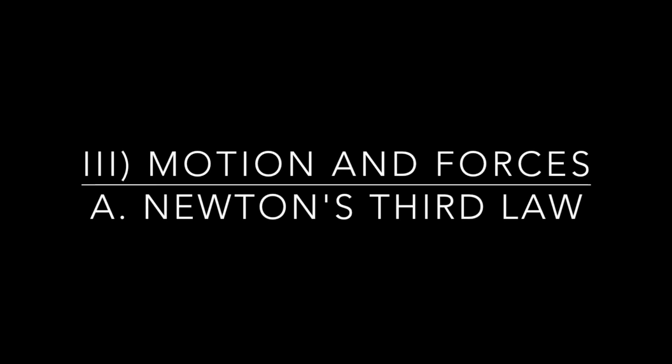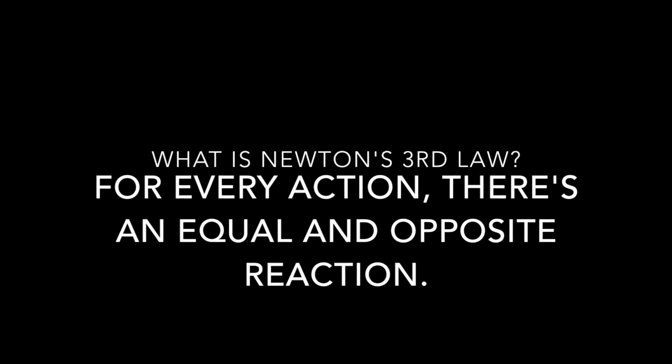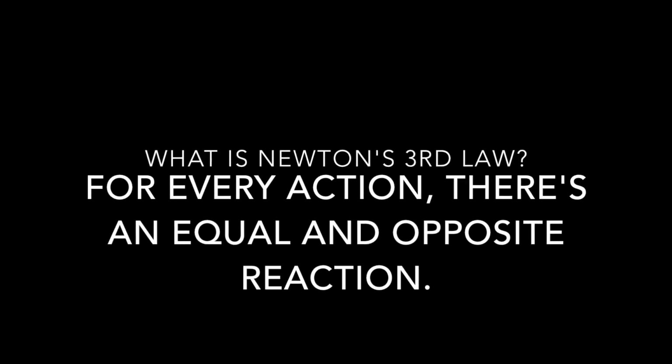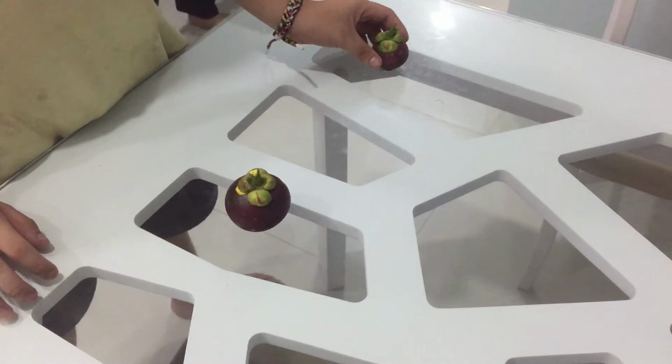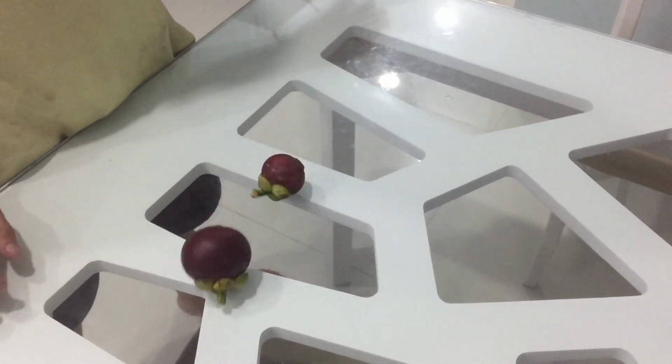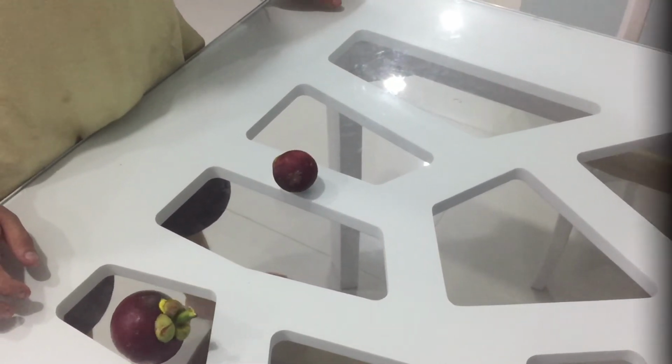Next unit, motion and forces. Newton's third law. What is Newton's third law? For every action, there's an equal and opposite reaction. When the fruit hit, the first one stopped because the second fruit applied an equal opposite force on the first one. Otherwise, it would have kept going.